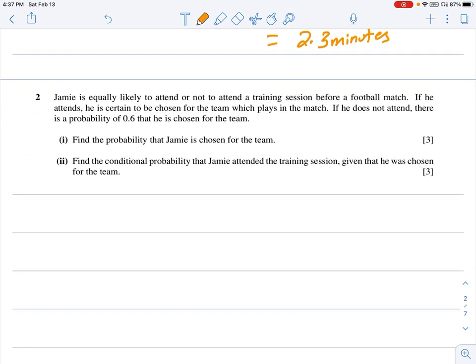Coming to the second question. Jamie is equally likely to attend or not to attend a training session before a football match. So attend, not attend. So 0.5 is attend, 0.5 is not attend.